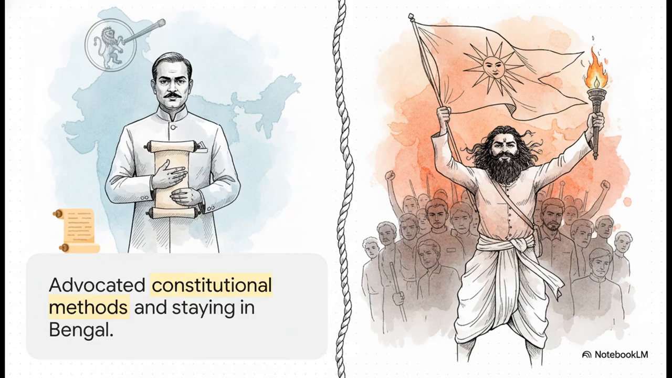The extremists, on the other hand, felt that people were ready right then. They wanted a nationwide mass movement, an aggressive boycott of all government associations, schools, and courts. Basically, push the British out now.